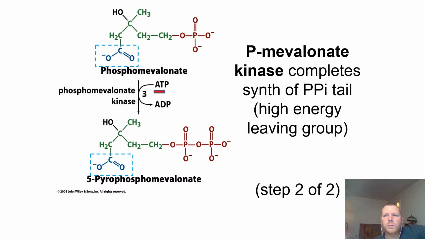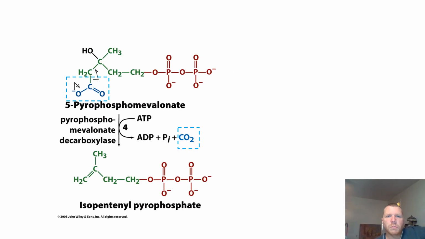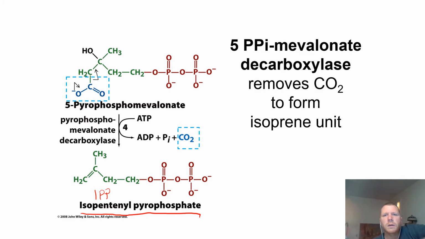Okay, so once we've generated our 5-pyrophosphomevalonate, what we can do is then go on to decarboxylate this and make isopentenyl pyrophosphate, our IPP molecule. This is one of the isoprenoids, the isoprene units, that we're looking for synthesizing. The enzyme that does that is 5-PPi-mevalonate decarboxylase. This removes our CO2 to form our isoprene unit.